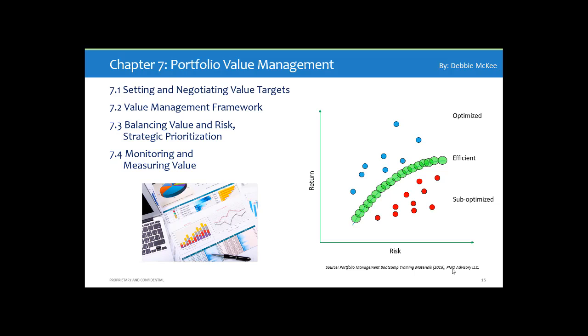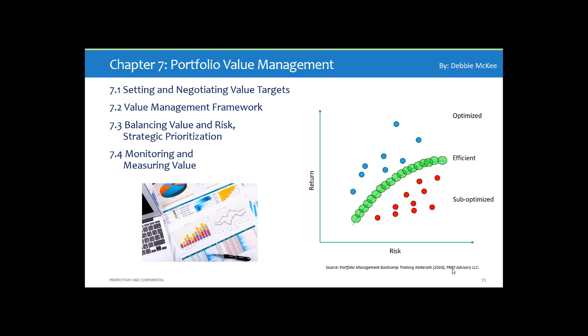The second chapter is about the value management framework, how to establish a proper framework to help your organization. Chapter 3 takes a closer look at balancing value and risk, as well as strategic prioritization, which comes up inevitably in almost all discussions. And then finally, chapter 4 on monitoring and measuring value.